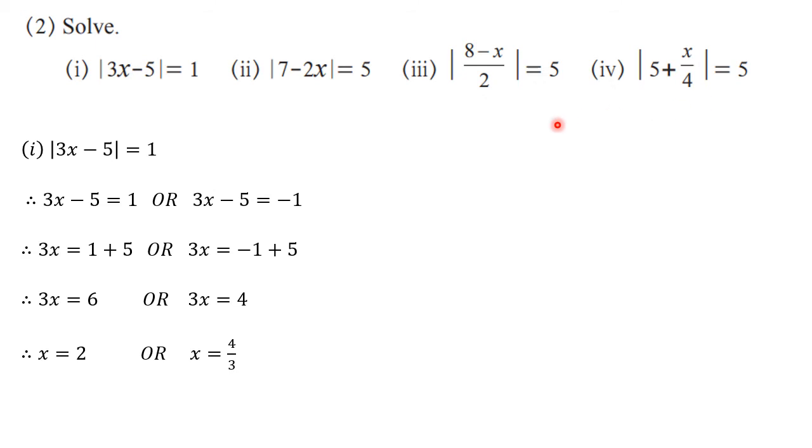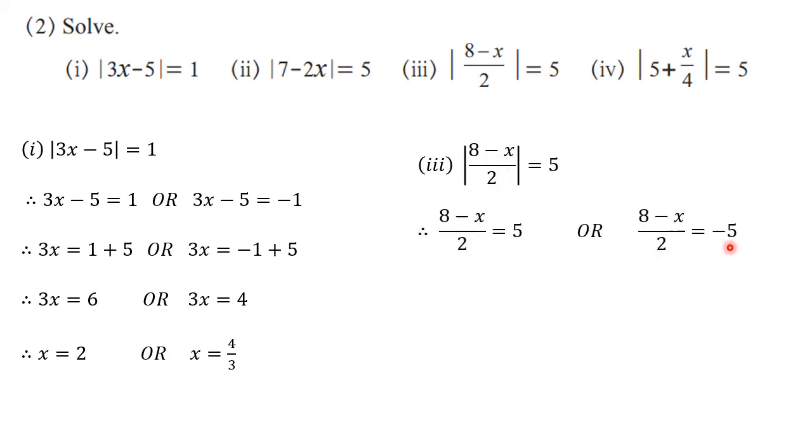Third and fourth, they are nearly the same. So I am solving question number 3 now. Then the fourth one you will solve as homework. So mark this, question number 2 and 4 you will solve as homework, and first and third you will copy down now in your notebook. Question number 3 is modulus of 8 minus x upon 2 is equal to 5. The very first step is the same, that you are going to go for either or. Simply remove the modulus sign and write down that 8 minus x upon 2 is either plus 5 or it is minus 5.